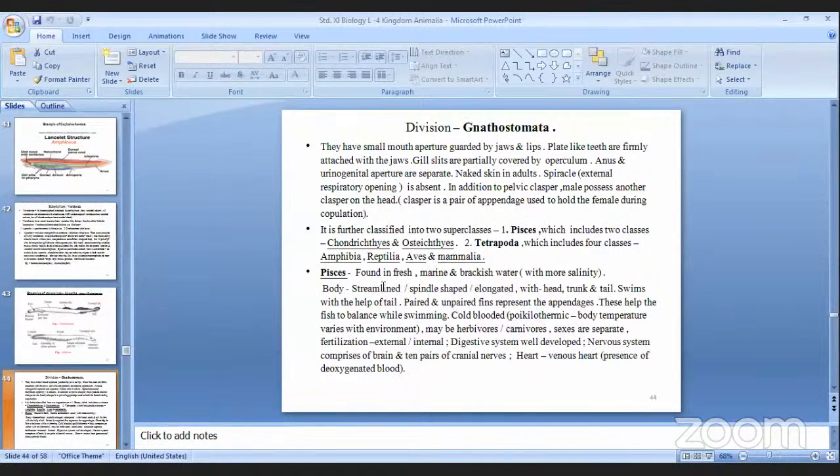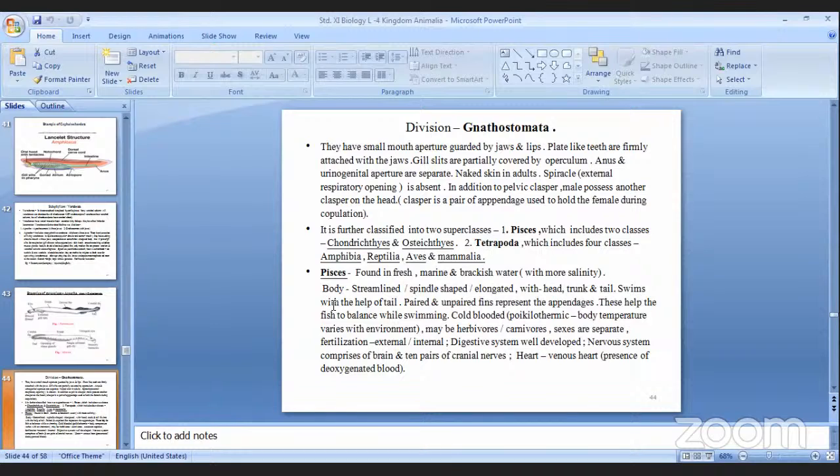They can be found in fresh, marine, or brackish water. Brackish water is the water which is intermediate between fresh and marine. That means it has more salinity when compared to fresh water, and less salinity when compared to marine water. So that is brackish water.